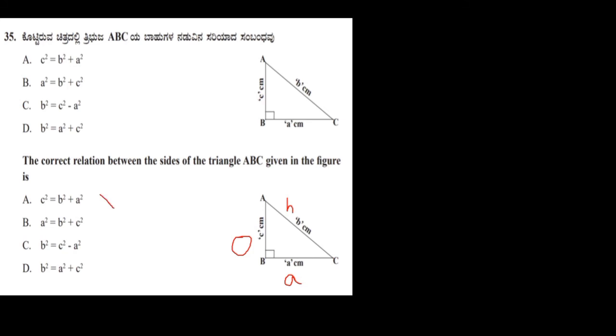Next we have a square. a is the adjacent. It's also not possible. Next we have b square, that means b square is the hypotenuse. Let's check. We have b square is equal to c square minus a square. No, it's also not possible. D, we have b square is equal to a square plus c square. Yes, it's possible because hypotenuse square is equal to adjacent square plus opposite square. Therefore option D is the correct one.